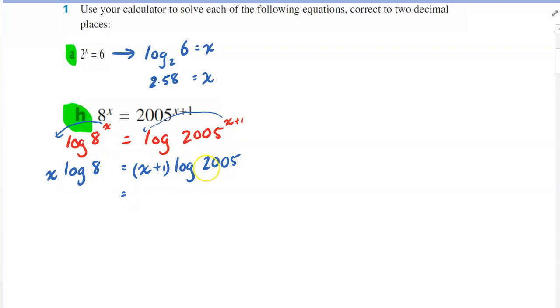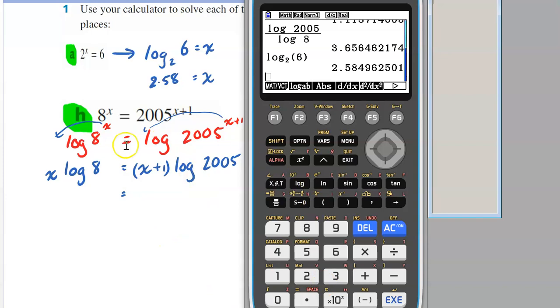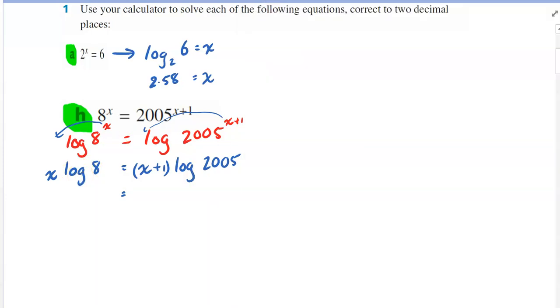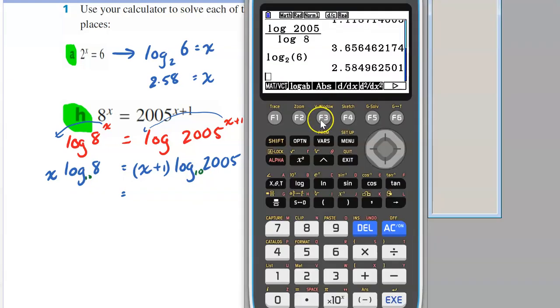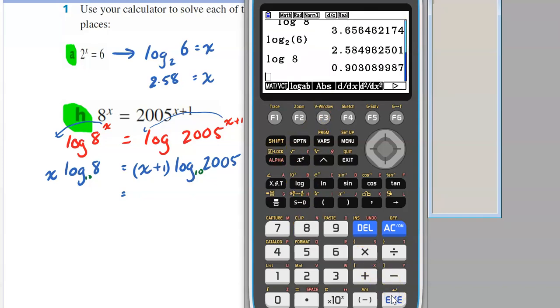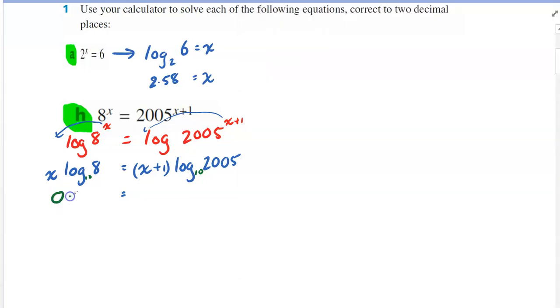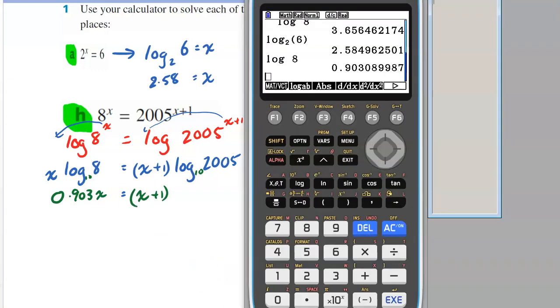Now, log 8 and log 2005 are just numbers, so I can get my calculator out and find out what those numbers are. Now, I'm using log, which means that there's like a little base 10 there, and a little base 10 there. So let's use our calculator. Log 8, that's 0.903 x, because the x was out the front, so it's x times 0.903. And this bit is x plus 1 times log 2005, 3.302.